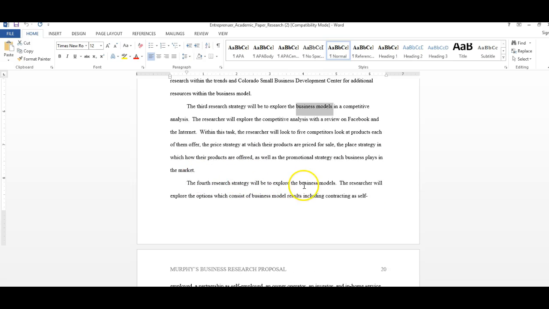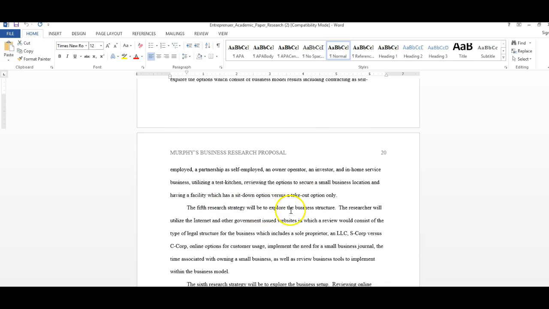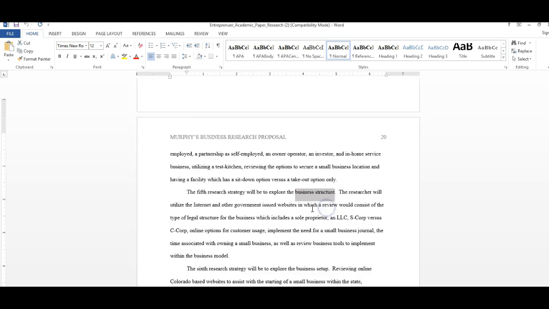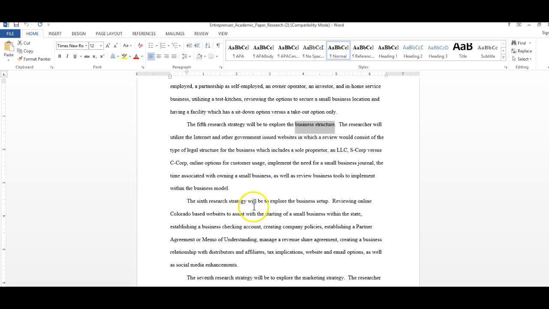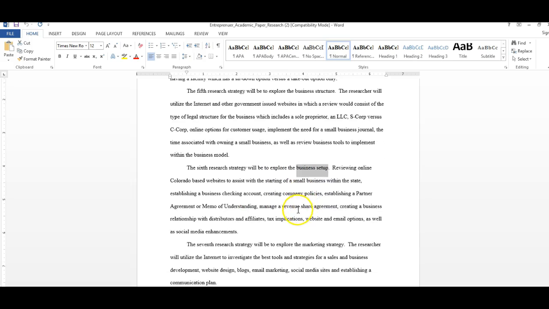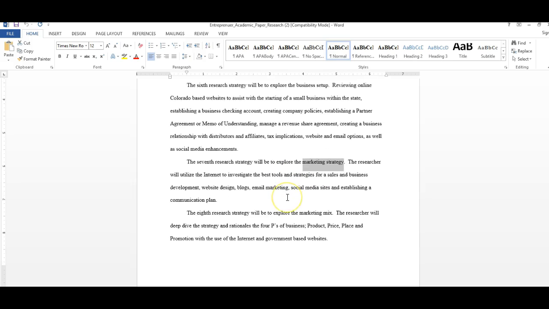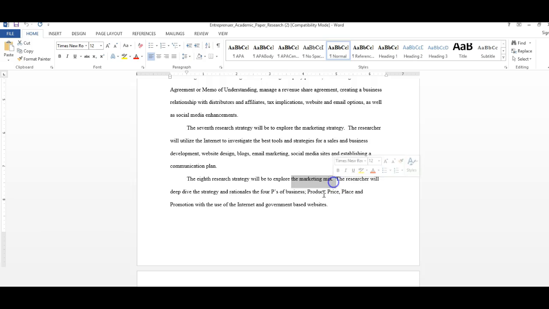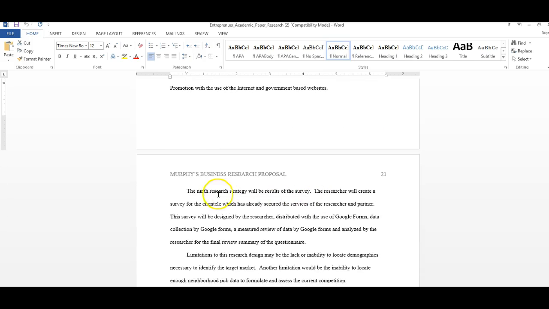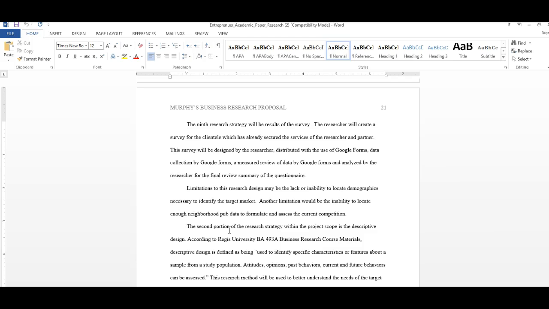The fourth research design will be to explore different kinds of business models. The fifth research design will be to explore the business structure that he needs to have for his business. The sixth research design is to explore the business setup. The seventh research design is to explore the different kinds of market strategies that he's going to have. The eighth will be the marketing mix. You see what I'm saying? All exploratory, essentially. Then he's going to have a survey, and the researcher will create a survey for his current clientele, and the survey will be designed by the researcher in Google Forms. Then it talks about the limitations, etc.